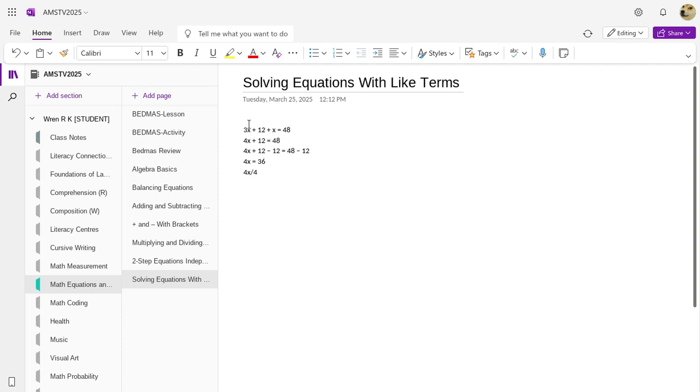What cancels out? The 4s. So all I'm left with over here is x. 36 divided by 4 is? 8? Is it 8 or 9? It is 9. Be amazed.